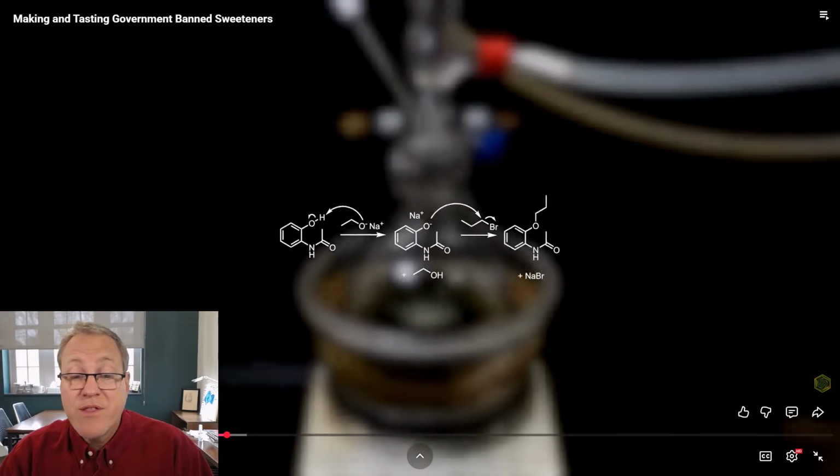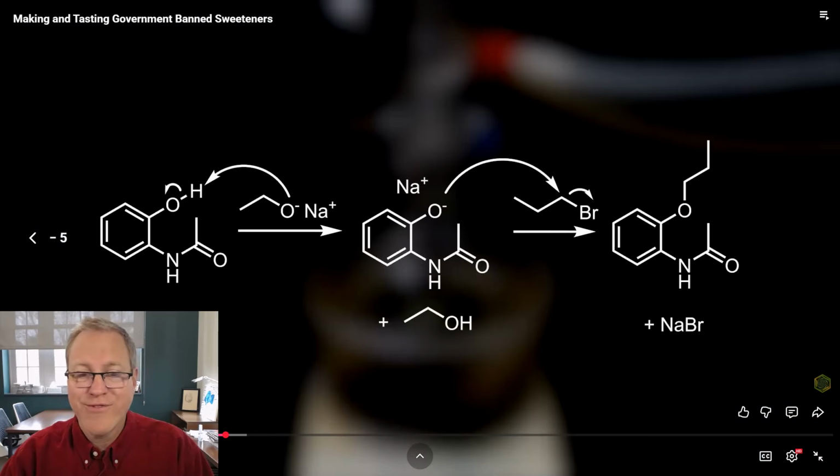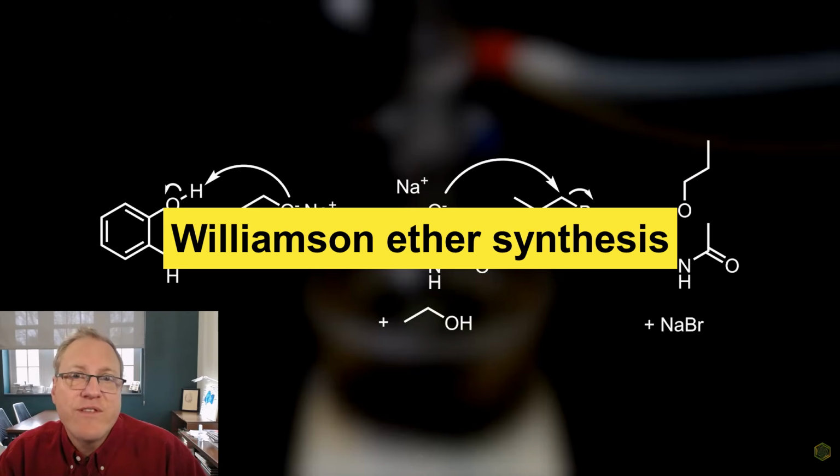So this reaction, whoops, I kind of lost control there. Okay, so this reaction, you would call this a Williamson ether synthesis.